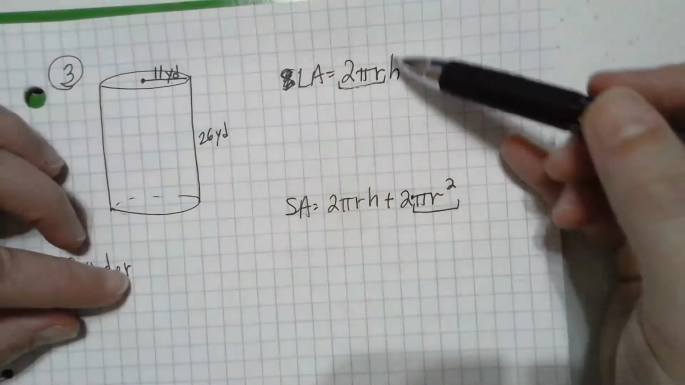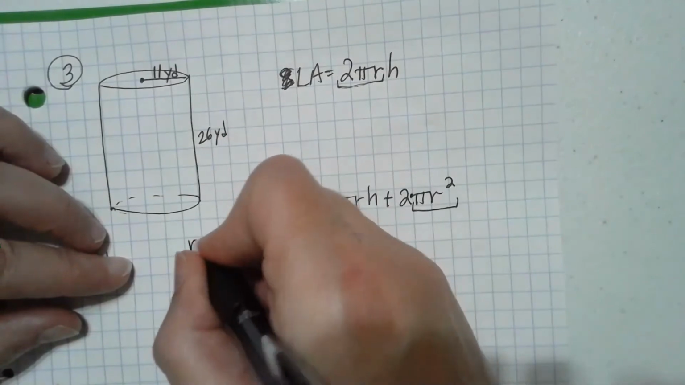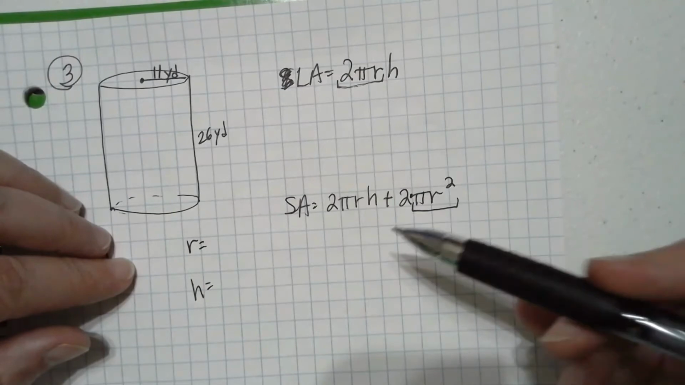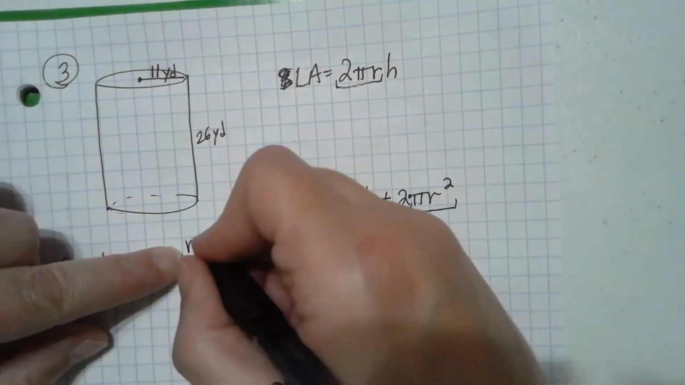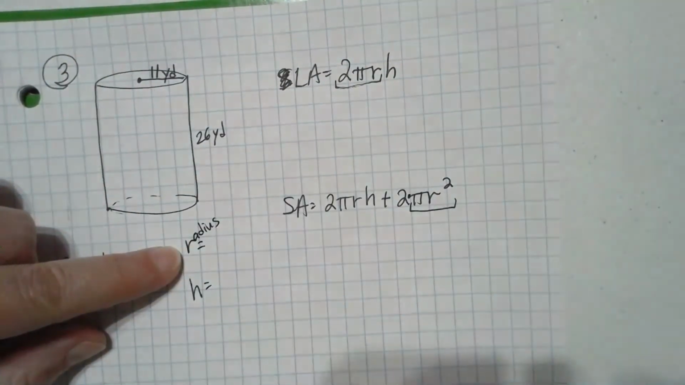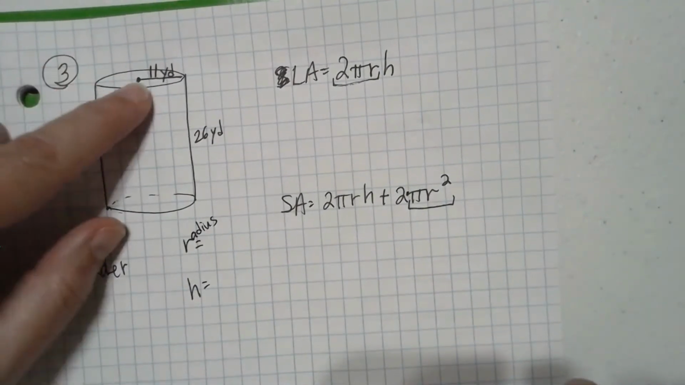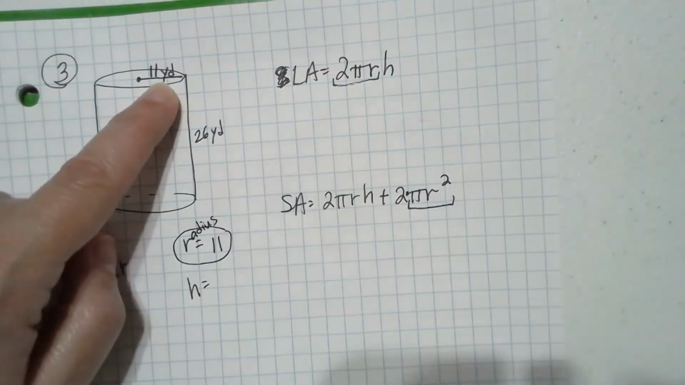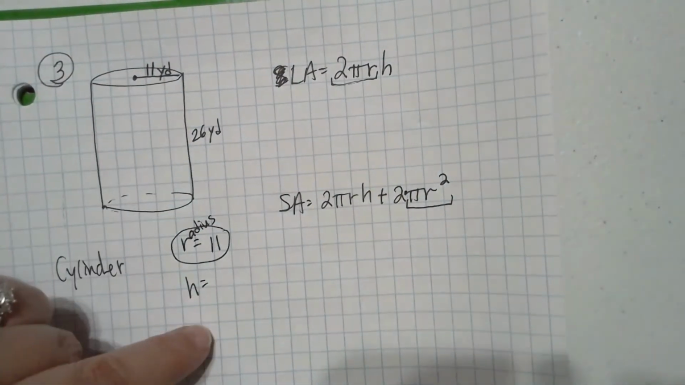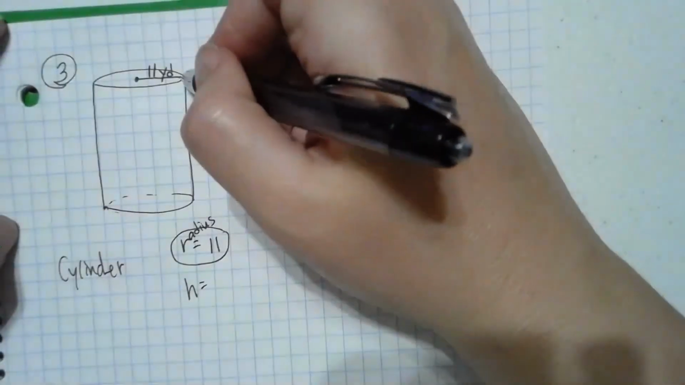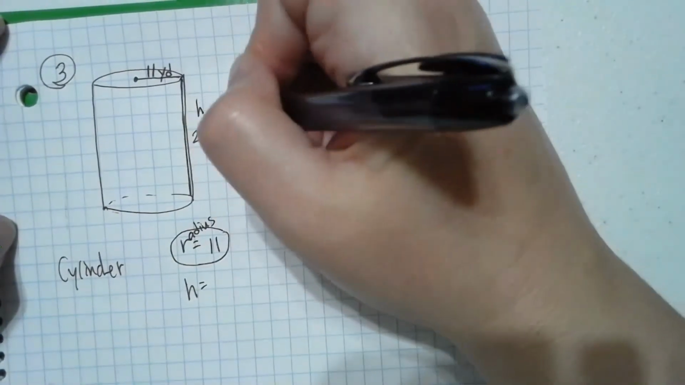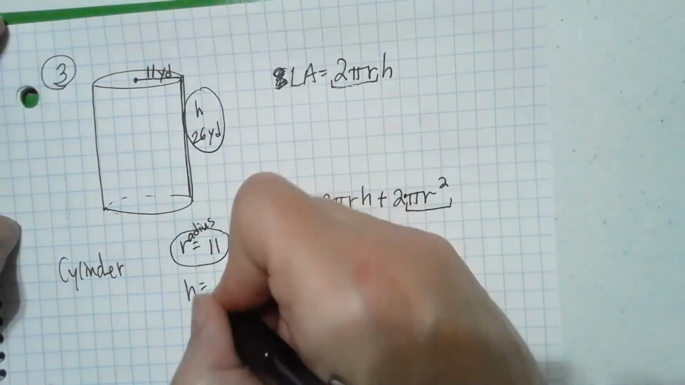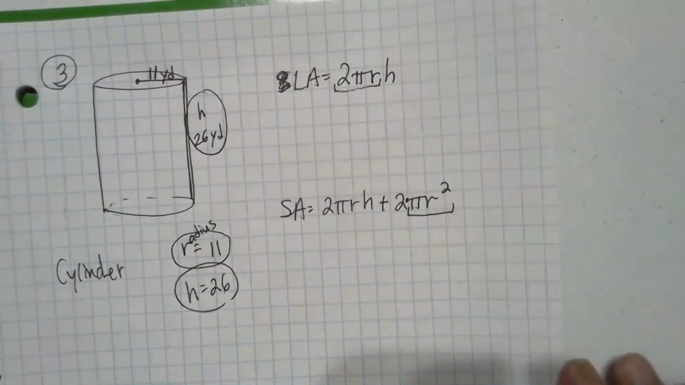All right, so in these formulas, I see two letters. I see an R and I see an H. And if I know those two values, then I can just plug and chug. So R stands for radius. Where is the radius of our circle? From the center to the edge. So this 11 is going to be our radius. And the height of our cylinder is how far between the two circles. So this is going to be our height. And again, sometimes it's going to go right down the middle, sometimes it will go along the edge. So the height is 26.